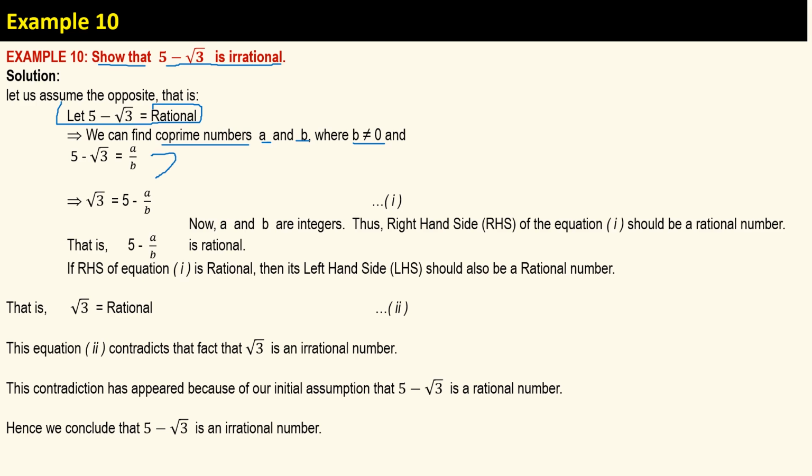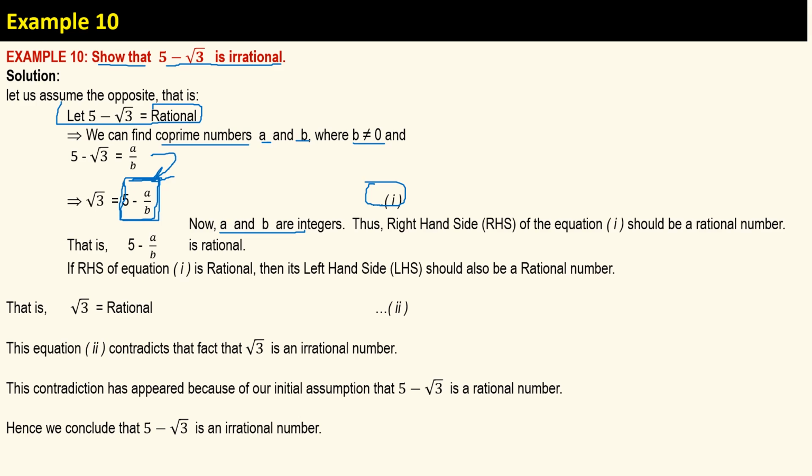And if we rearrange this equation, we get square root of 3 is equal to 5 minus a divided by b. Now we see that both a and b are integers, and the right hand side, that is 5 minus a by b, is therefore a rational number, because all the numbers on this side, that is 5 or a or b, are all rational numbers. Therefore we can say that the right hand side of this equation number 1 is a rational number.